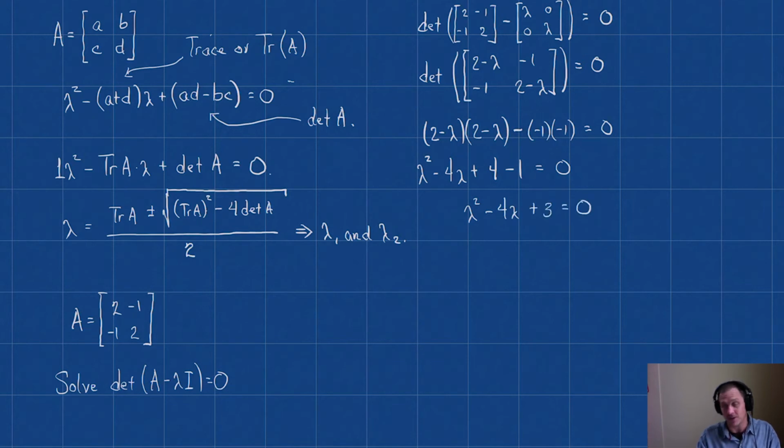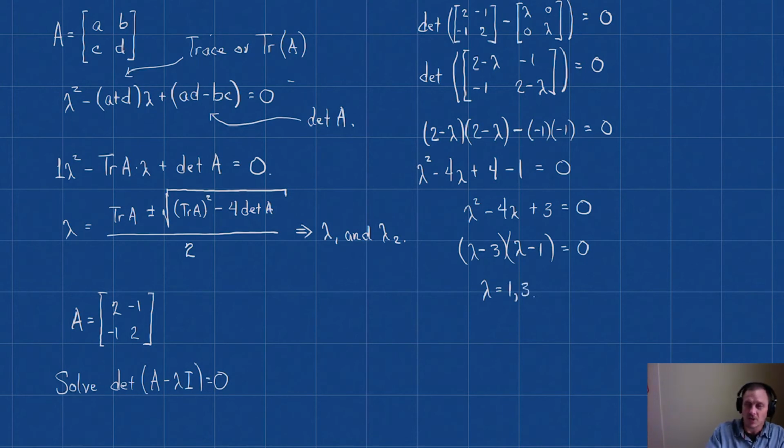Now this factors, so if it factors, let's run with that. Oops, no, it becomes lambda minus 3, lambda minus 1 equals 0. So here we have it: lambda is 1 and 3.